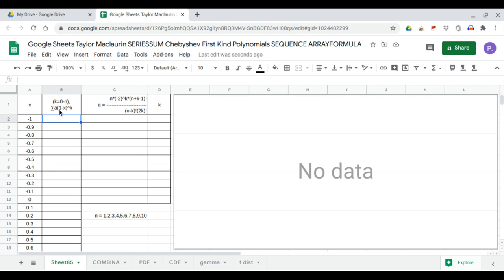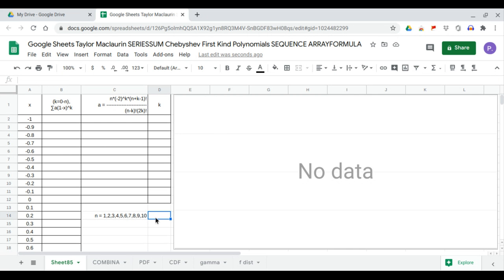So the Chebyshev first kind polynomial is defined as a times 1 minus x to the power k, where the value of k is equal to 0 to n, and a, the coefficient, will be n times -2 to the power k times factorial n plus k minus 1 all over factorial n minus k factorial 2k.